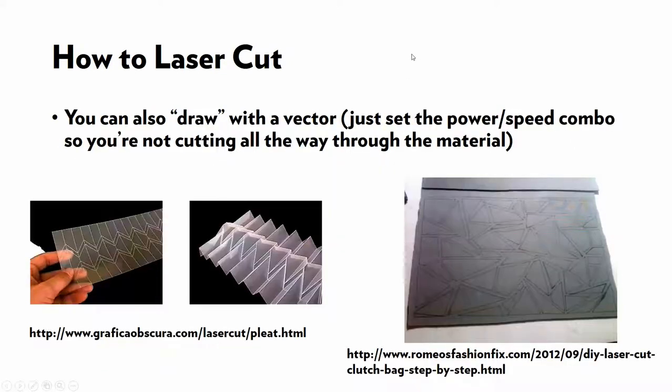And equally, you can draw with a vector. You just have to set the power-speed combination so you're not cutting all the way through the material. This is a quick way, for example, to score material if you want to do some origami later, or simply to draw a pattern on a piece of material that you're then going to cut separately. So this is felt for a DIY laser cut clutch bag that the person then cut by hand.